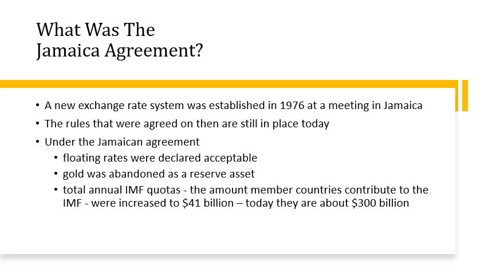Jamaica Agreement. These were some of the major agreements that took place. First, floating rates were declared acceptable. All the member countries of the IMF were permitted to enter the foreign exchange market to even out unwarranted speculative fluctuations. Thus, they declared floating rates acceptable.